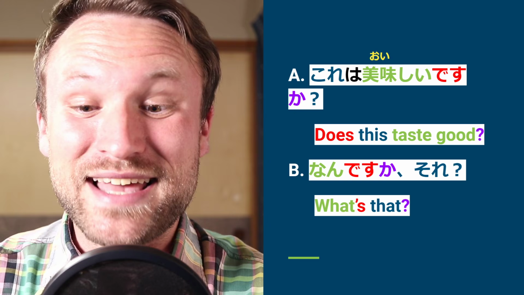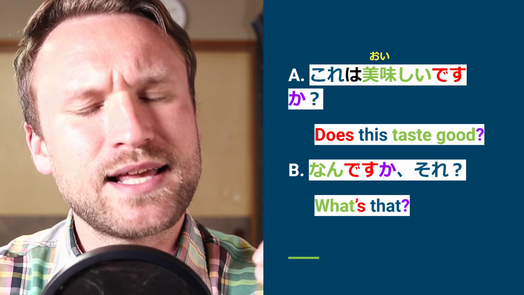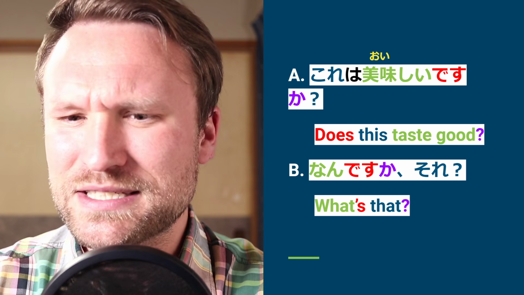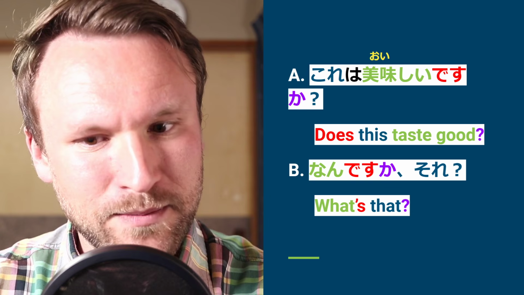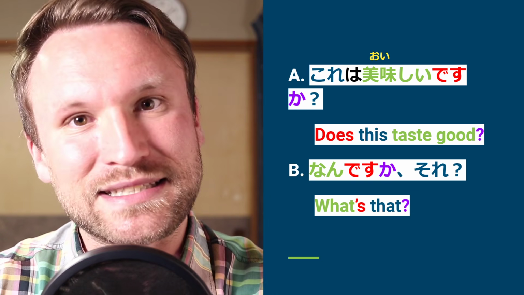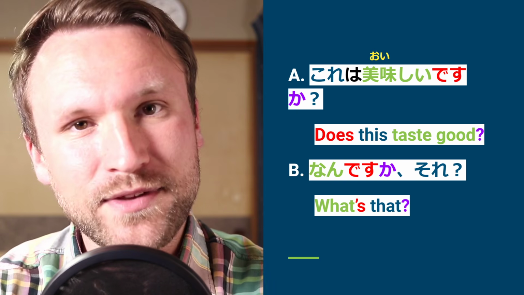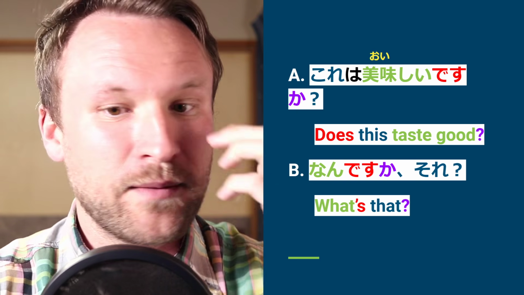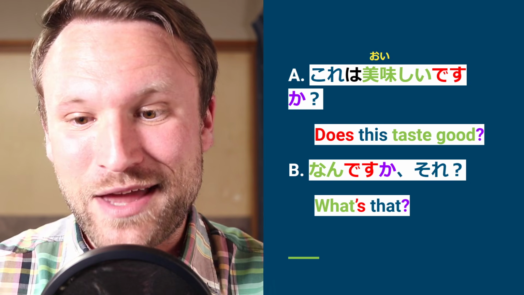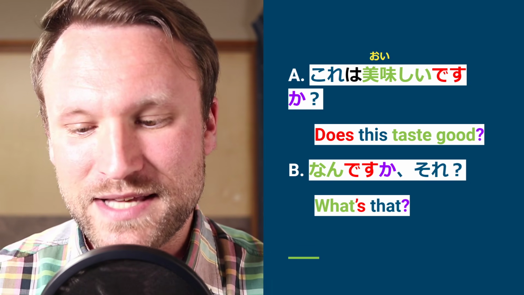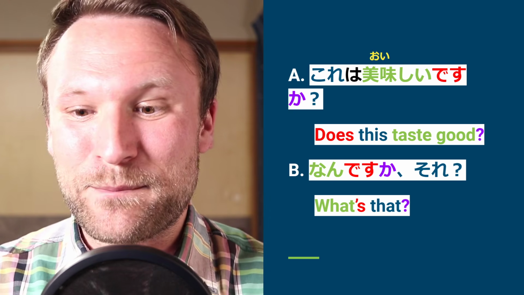All right, B says, 何ですかそれ? So you'll notice that this sentence says それ, but it's not where you would expect it to be. It's not at the beginning of the sentence. This sentence would normally be それは何ですか? But in conversation, you often mix up words. And that's what particles are really helpful with. It doesn't matter really where you put things because if the particle comes after it, you know what it's supposed to be. But a lot of times you can even drop particles.